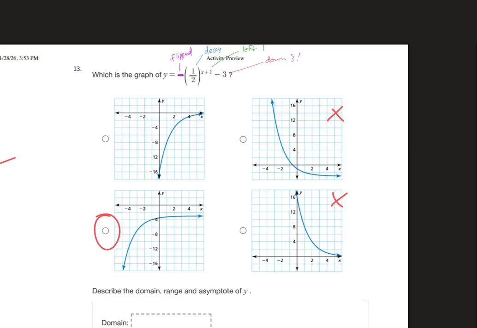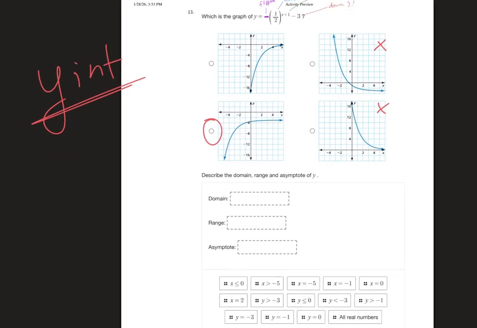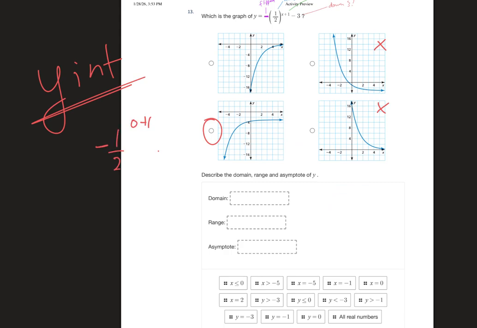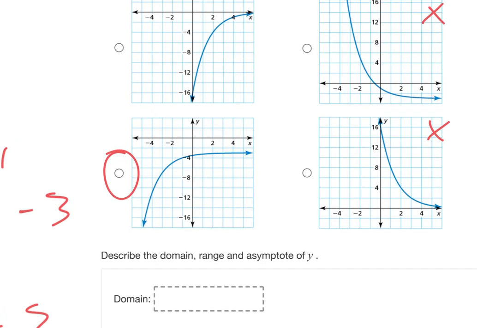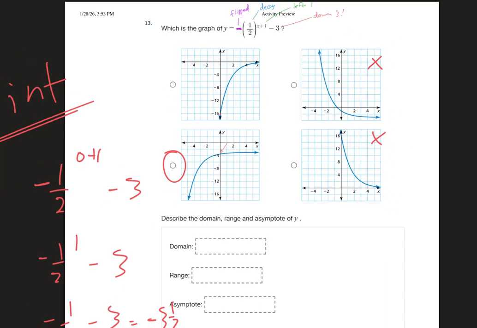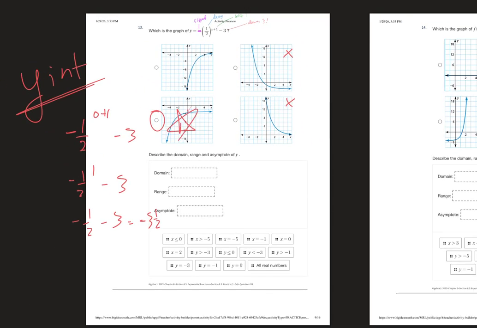So let's plug in 0 and just see what happens. So let's see, I'll do it right here. Negative 1/2 to the 0 plus 1 power. So that's negative 1/2 to the first power, which is negative 1/2 minus 3. Well, we get negative 3.5. Yeah. That looks like negative 3.5. That's like negative 16-ish. So it's not that one. So gold star for this one.